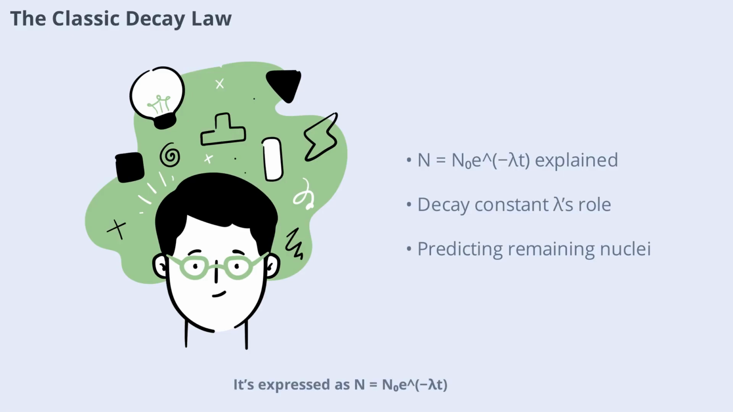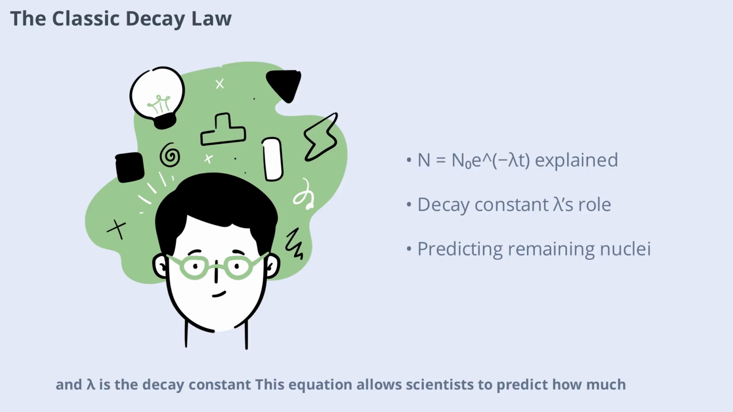The mathematical law of radioactive decay is beautifully simple yet powerful. It's expressed as N equals N0 e to the minus lambda t, where N is the number of undecayed nuclei at time t, N0 is the original number, and lambda is the decay constant. This equation allows scientists to predict how much of a substance remains after a given time, forming the backbone of nuclear physics calculations. However, as we'll see, there's more to the story than this classic formula.